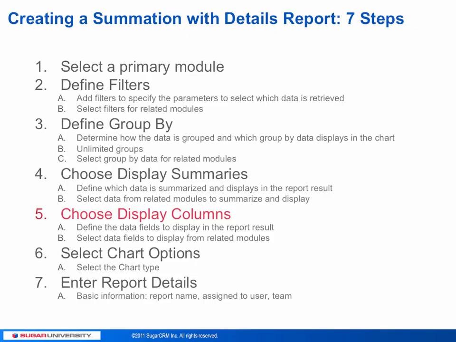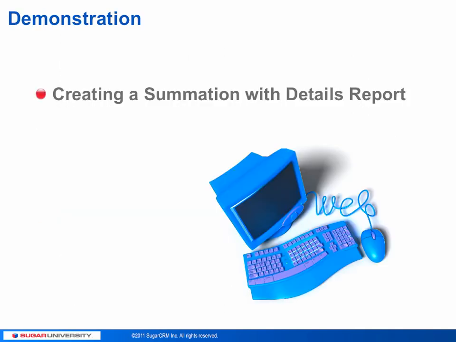The Summation with Details report steps are a combination of the summation and rows and columns report steps. The extra step, highlighted in red, is Choose Display Columns. In this step, we'll define the data fields to display in the report results and can include data from related modules. Now let's create a summation report with details.